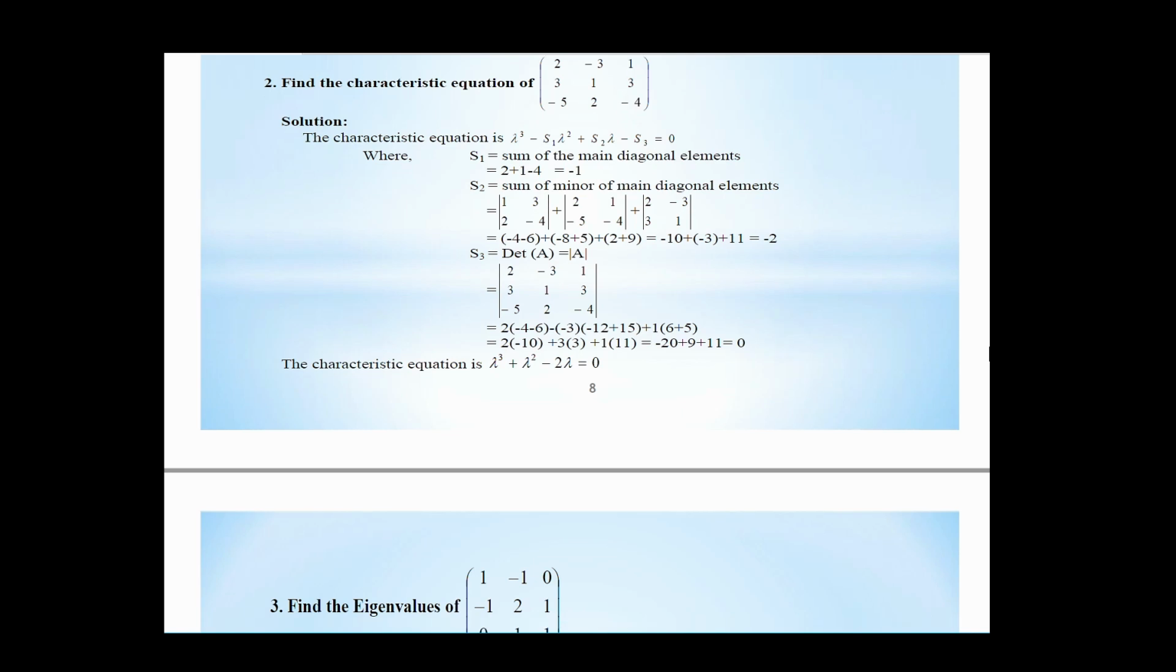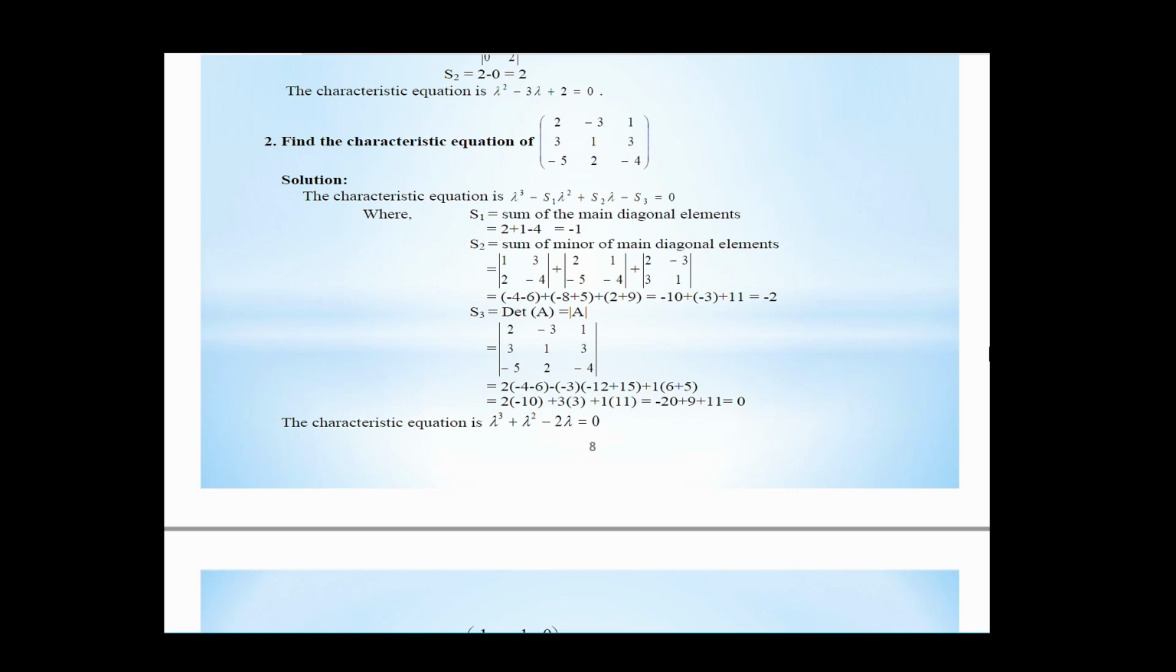So we find the determinant values: for 1, 3, 2, minus 4 we get minus 10, for 2, 1, minus 5, minus 4 we get minus 3, and for 2, minus 3, 3, 1 we get plus 11. Finally, simplifying, S2 is minus 2. Now we substitute S1 is minus 1, S2 is minus 2, and S3 is equal to 0. Therefore the equation becomes lambda cube plus lambda squared minus 2 lambda plus 0 equal to 0. So this is the characteristic equation of the given 3 by 3 matrix.